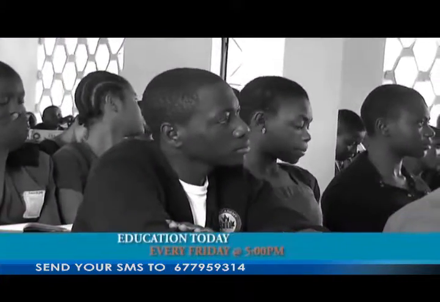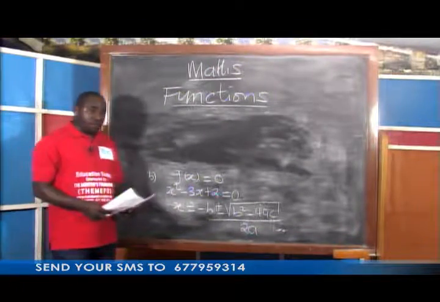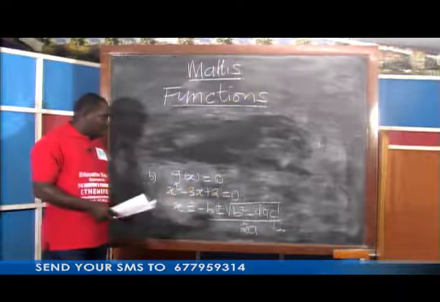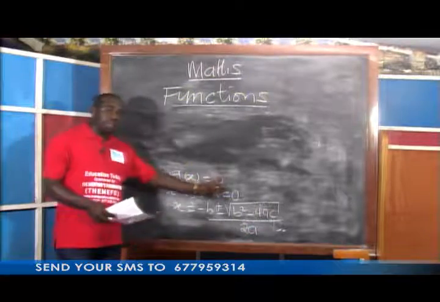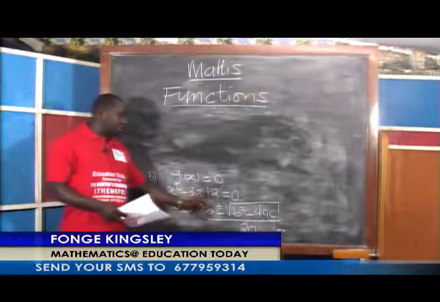Welcome back, televiewers. Before we went on a commercial break, we had a question, and we were to solve or find the values of x for which g of x is 0, and the function g of x was given as x squared minus 3x plus 2.